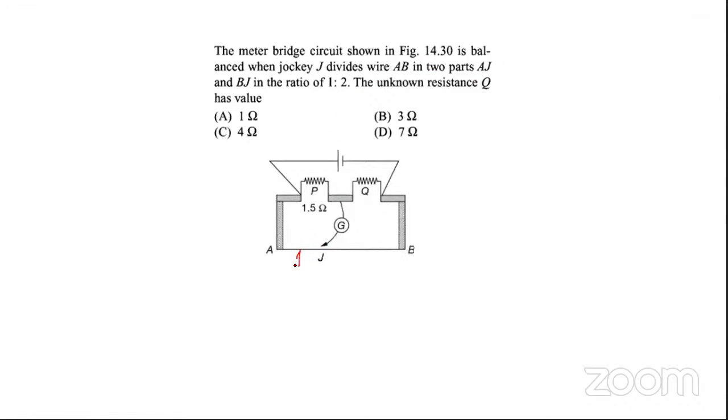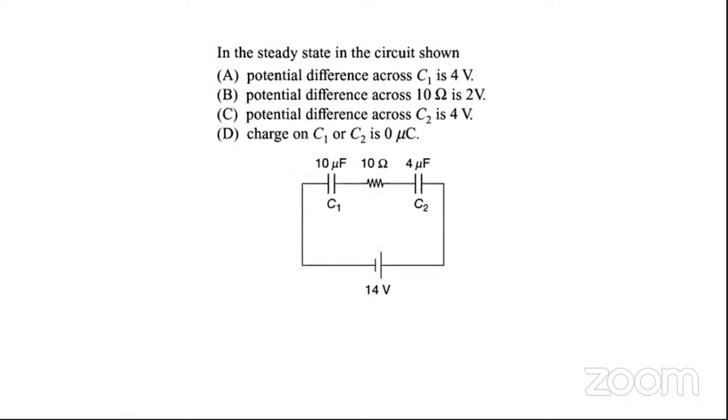The ratio of the wires is 1:2. So as the meter bridge works on the principle of Wheatstone bridge, the ratios will be equal. So Q will be double of 1.5, that is 3. So 3 will be my right answer, option B. Alright, let's move on to the next one.